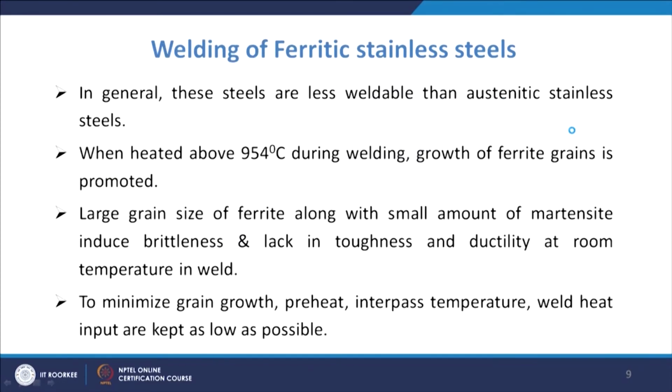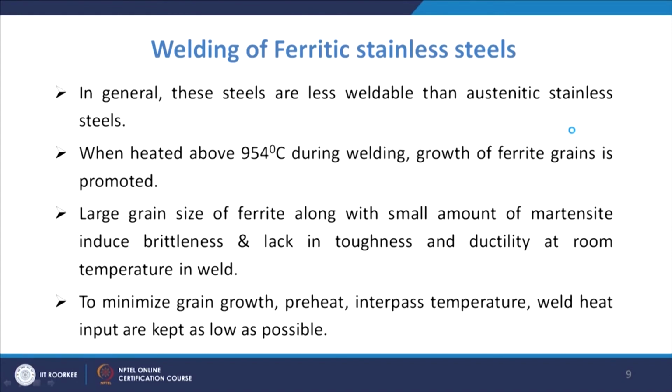Now, coming to the welding of the ferritic stainless steel, in general these steels are less weldable than the austenitic stainless steels. When they are heated above 954 degrees centigrade during welding, grain growth is very much a matter of concern in these kind of materials. Here the growth of ferrite grains is promoted, and we see this larger grain size of the ferrite, along with a small amount of martensite that is formed because of the cooling conditions. That will induce brittleness, and a lack of toughness and ductility at room temperature is observed in the weld. That is one thing which is normally observed in these kind of steels.